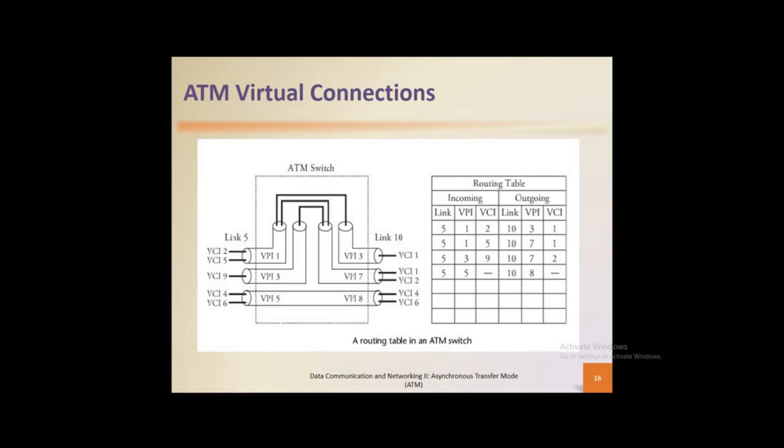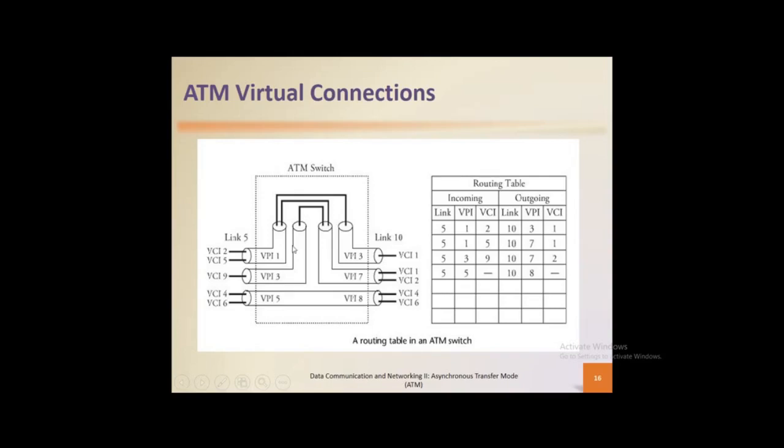or incoming and outgoing. Link 5 is the inlet, the incoming, it's holding link 5, and then the outgoing has been labeled as link 10. Within the incoming link, we do have virtual paths 1, 3, and 5. For the outgoing, we have virtual paths 3, 7, and 8.